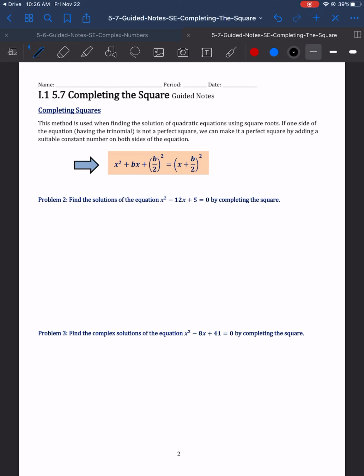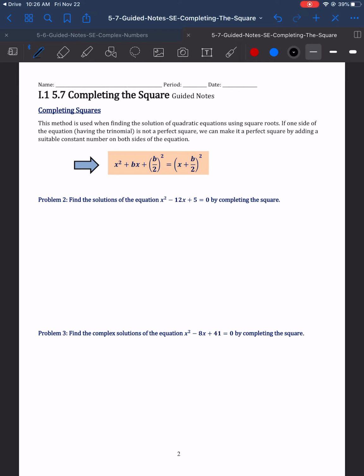So now to complete the square, you're going to find the solution of quadratic equations using square roots. If one side of the equation is not a perfect square, we can make it a perfect square by adding a constant to both sides of the equation. So this is where that thing where we divided the middle term by 2 and squared it came into play. So we're going to find the solutions of x squared minus 12x plus 5 equals 0 by completing the square.